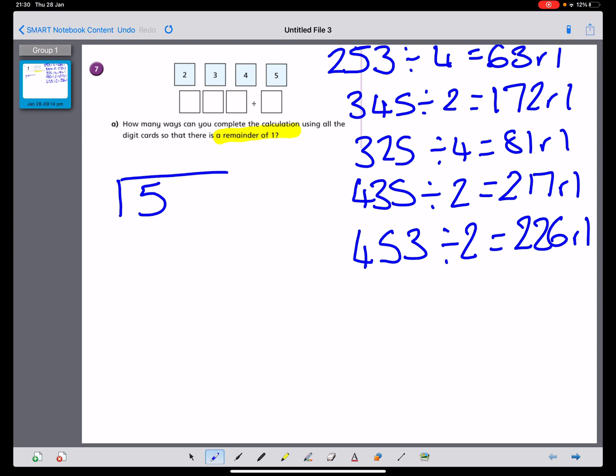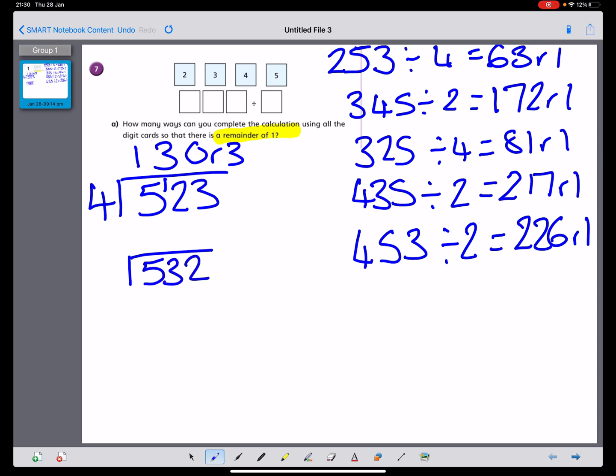So I'm going to go 5, 2, 3. 4 is my divisor. 4s into 5 go 1 with 1 remaining. 4s into 12 go 3. 4s into 3 don't go, so I've got 3 as my remainder. I'm going to use the same digits but swap the 3 and the 2 over. 4s into 5 go 1 with 1 remaining. 4s into 13 go 3 with 1 remaining. 4s into 12 go 3, so neither of those worked.